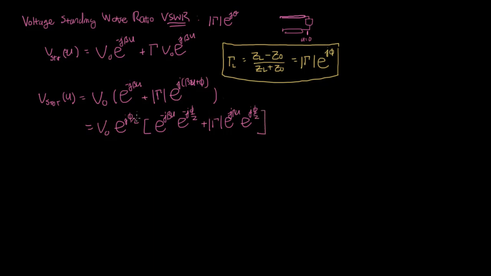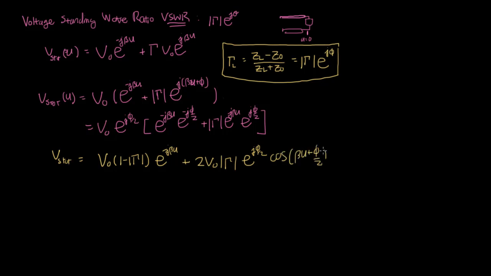That will allow us to do some combining and try to get something that is in the form of a cosine. So with some more clever manipulation that I don't think is worth losing sleep over, I just mostly want you to see what the final cleaned up expression would look like. So I have V naught (1 minus gamma) e to the j beta u plus 2 V naught gamma e to the j phi half cosine of (beta u plus phi over 2).